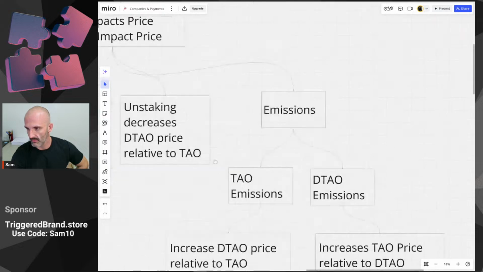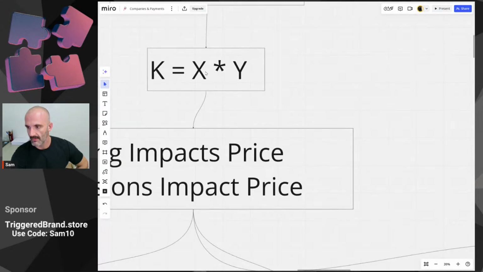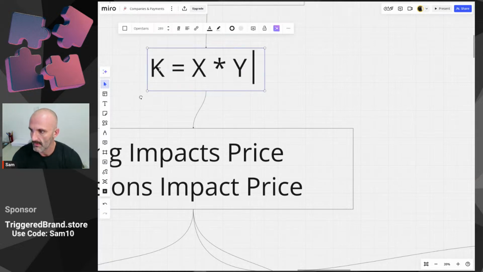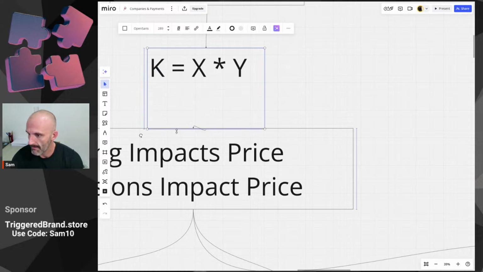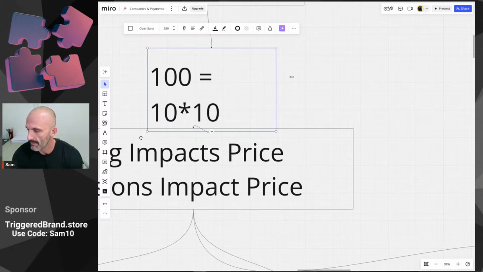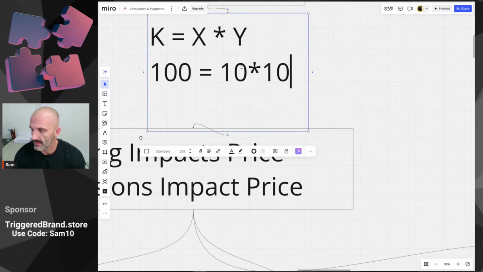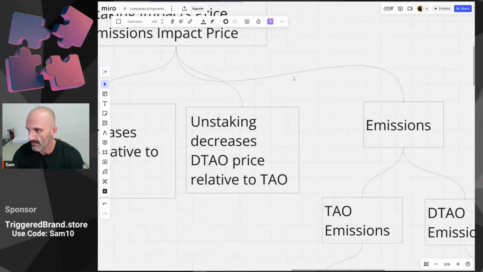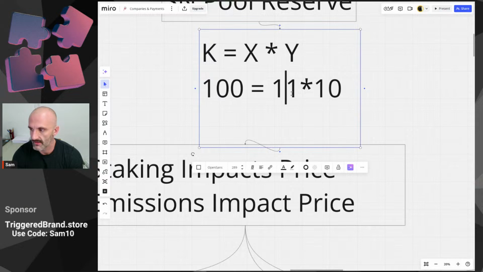So let's run through this, see if I can walk through it. If you have this formula here, let's say this is 100 on this side here. I'll try to do this now. This is 100, and this is equal to 10 times 10, right? Now, if the inflation in the system comes down and there's, say, one additional TAO, if X is TAO in this example, and Y is DTAO, right? So the inflation in the system is TAO. Right? It's going to inflate TAO in this formula here, the constant product formula.